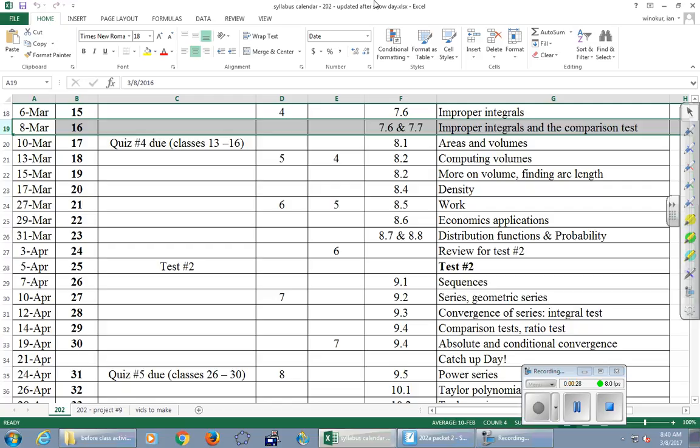And so we tackled those last class, but in each case from last class, we were able to do an antiderivative, right? Every integral I gave you last class, you started the process by doing an antiderivative. Today we're going to tackle improper integrals where we can't do an antiderivative, but we'll still be able to make some conclusions. So that's what we're after today.